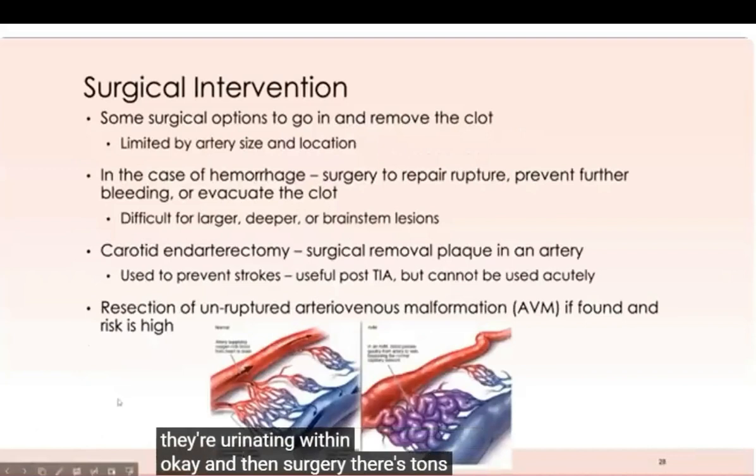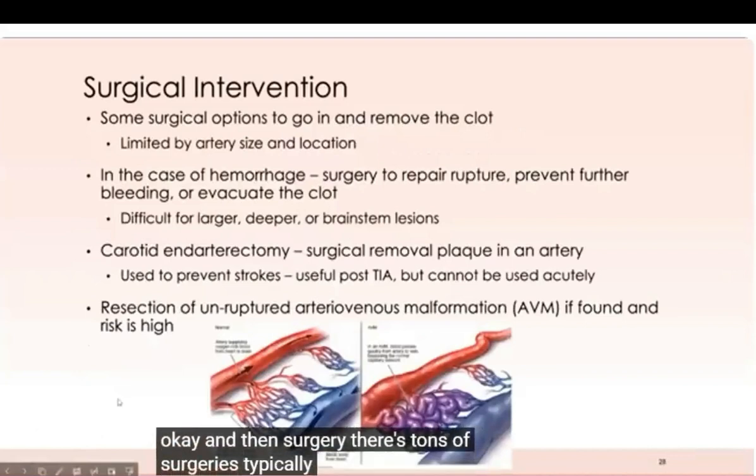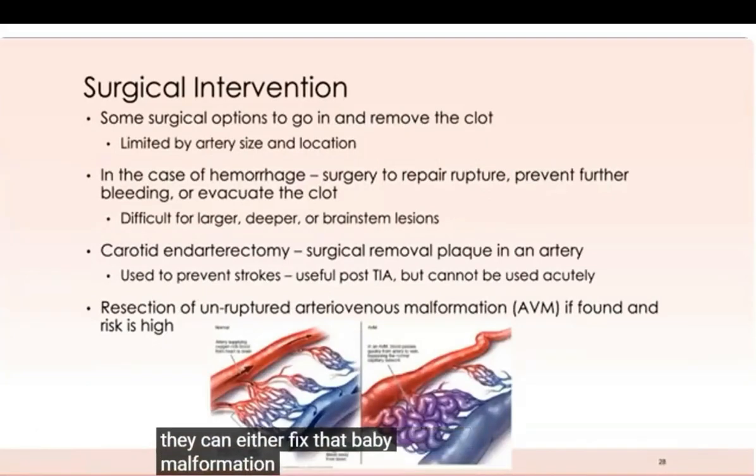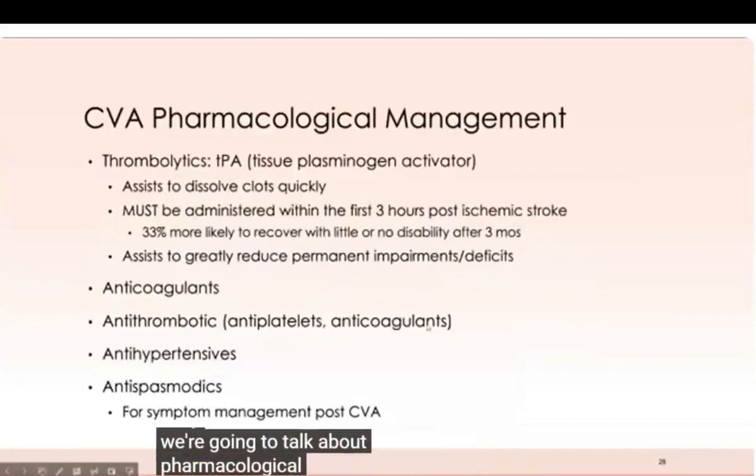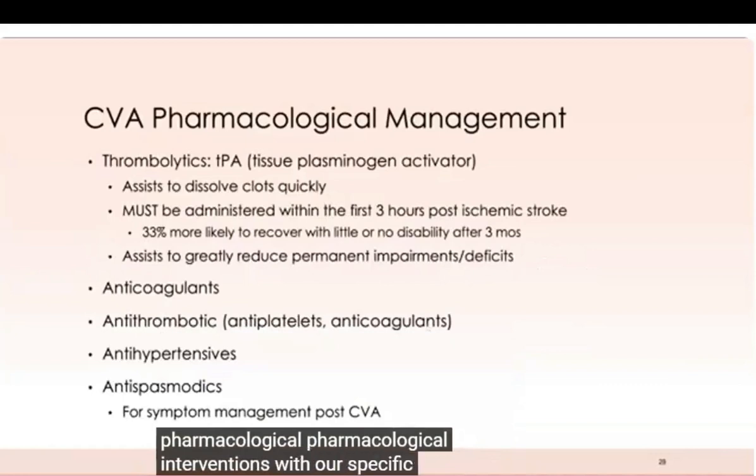And then surgery, there's tons of surgeries, typically for hemorrhagic strokes, okay? They go in and they can either fix that AV malformation if it's ruptured, but this is the last resort, is brain surgery. We're gonna talk about pharmacological interventions with our specific cases to help it make more sense.